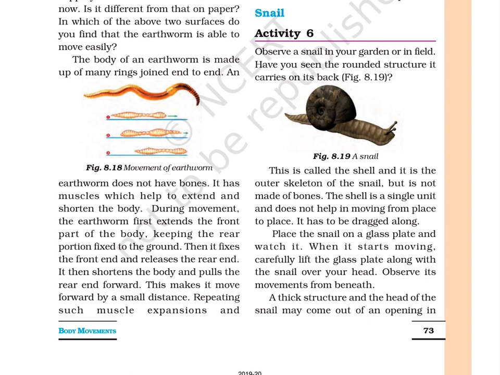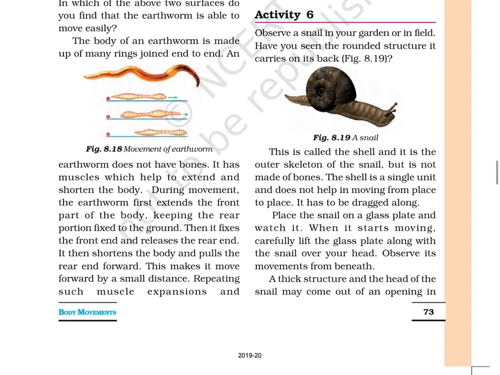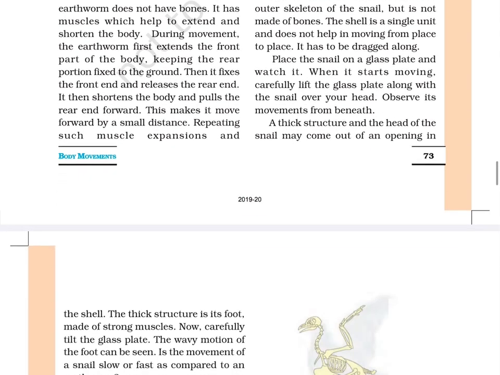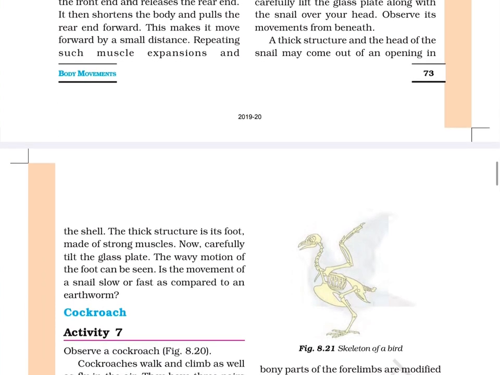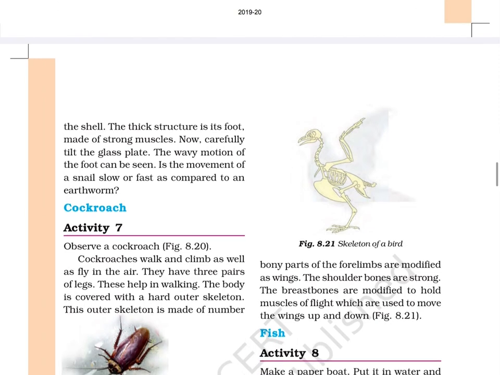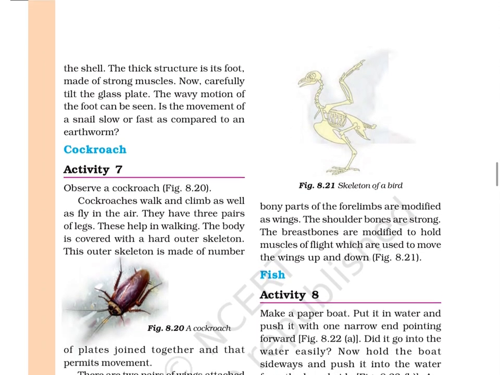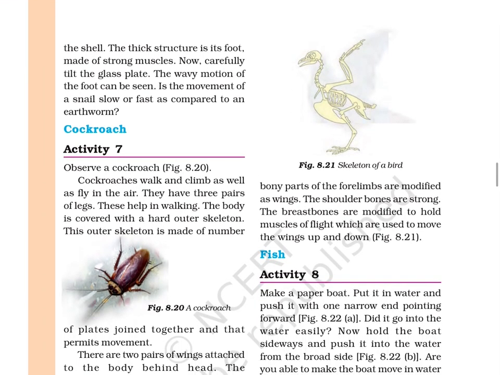Page 74. A thick structure and the head of the snail may come out of an opening in the shell. The thick structure is its foot, made of strong muscles. Now, carefully tilt the glass plate. The wavy motion of the foot can be seen. Is the movement of a snail slow or fast as compared to an earthworm?